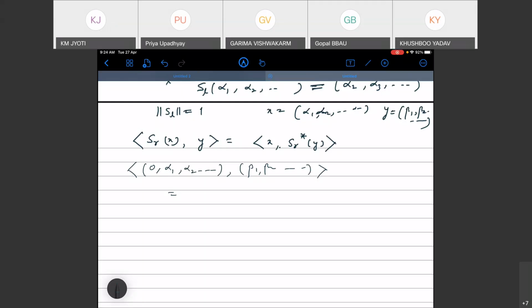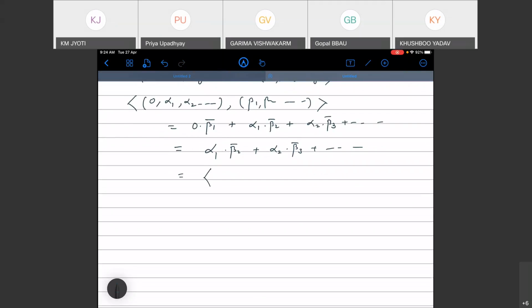First के element और second का element, second का बार plus alpha 1 beta 2 bar plus alpha 2 beta 3 bar and so on. Correct? But this is same as alpha 1 beta 2 bar plus alpha 2 beta 3 bar and so on. तो यहाँ पर ये किसका है? अल्फा 1 अल्फा 2 so on and beta 2 beta 3 and so on. Inner product of this.